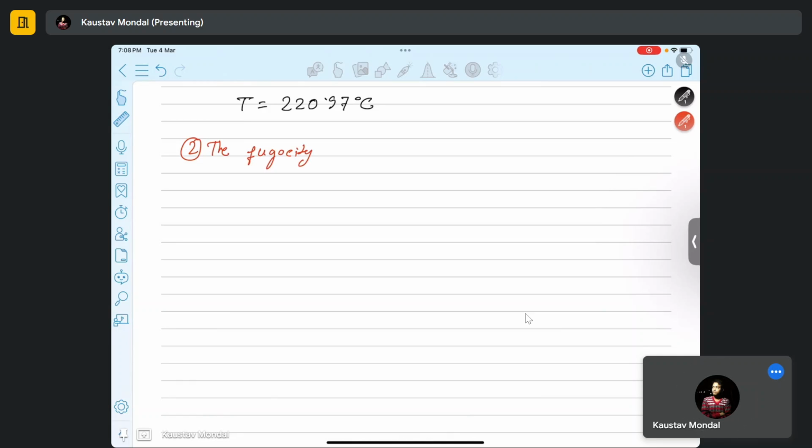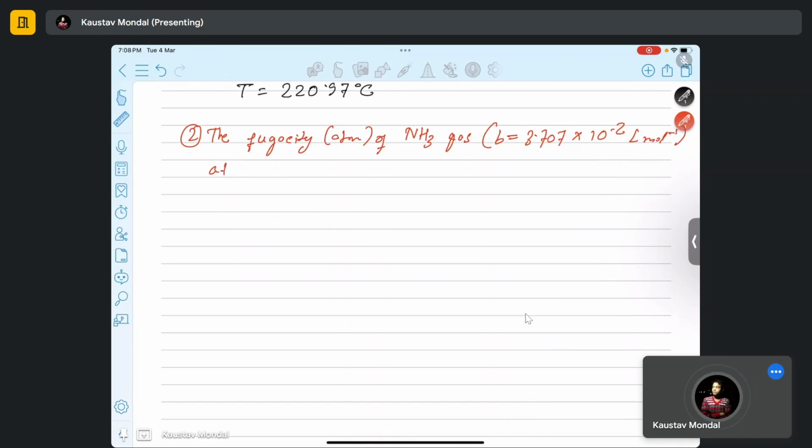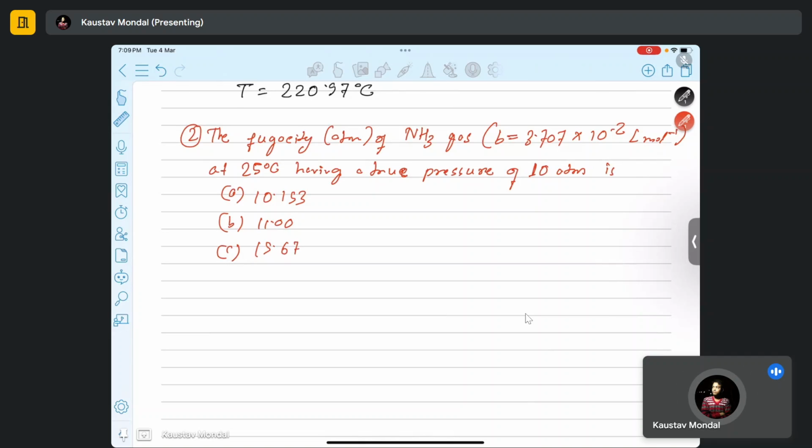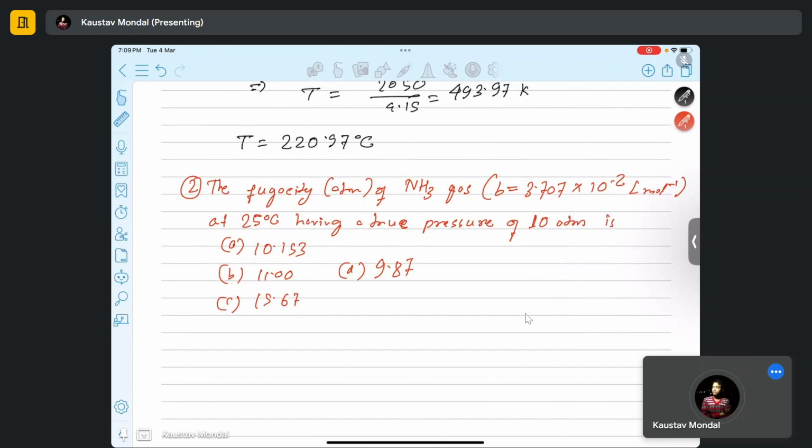The fugacity of NH3 gas, for which constant B is given as 3.707 into 10 to the power minus 2 liter per mole, at 25 degrees centigrade, having a pressure of 10 atm, is: option A 10.153, option B 11.00, option C 15.67, option D 9.87. So these are the four options that are given.